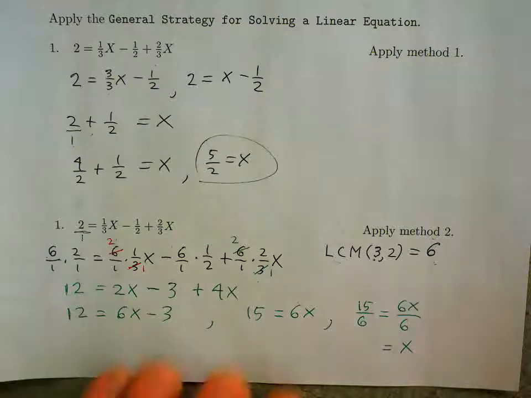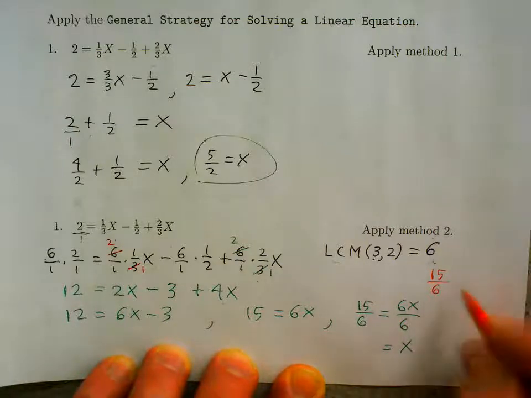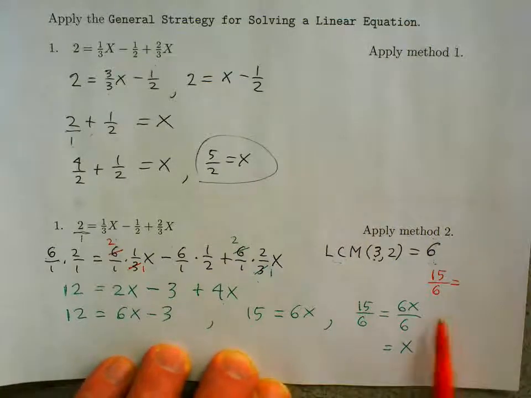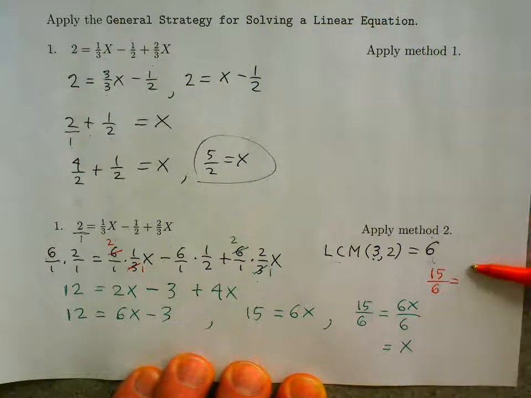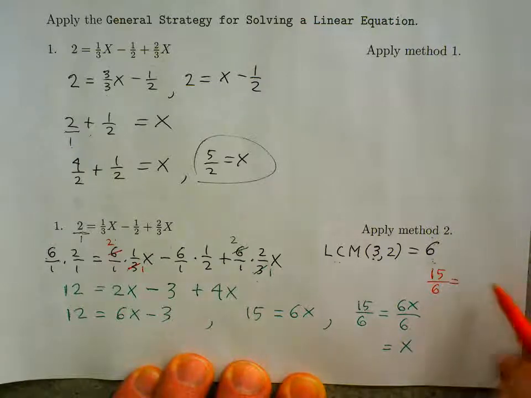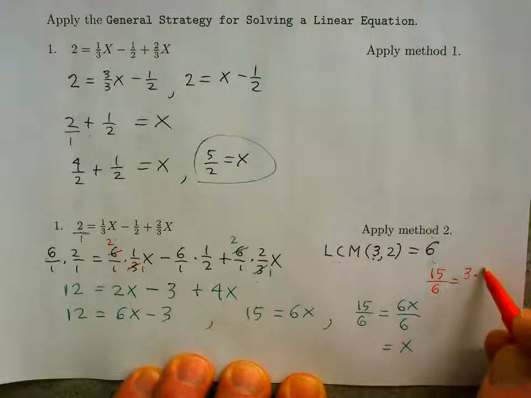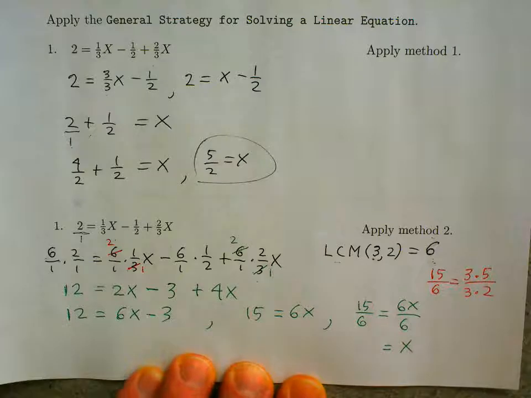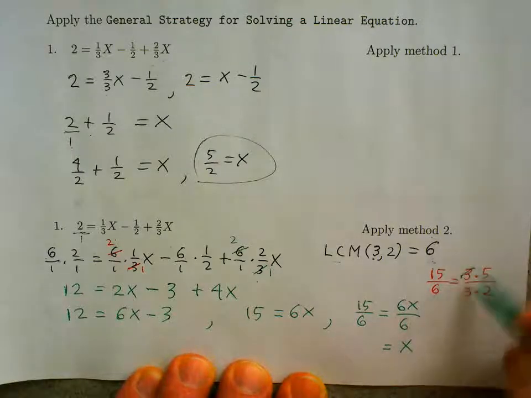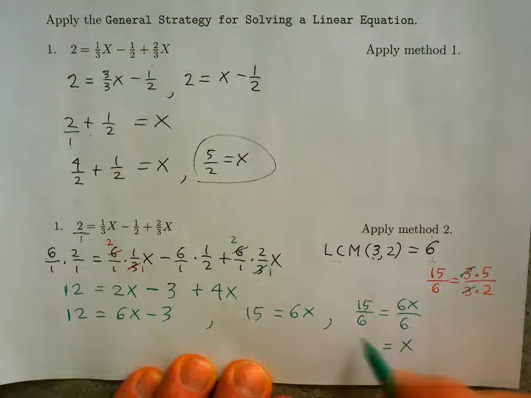So one thing you can do, if you want to work on the side, this is the type of thing that we talked about yesterday. To write 15 over 6 in lowest terms, we can do a partial factorization. 15 is 3 times 5. 6 is 3 times 2. And 3 divided by 3 is 1. And so the fraction in lowest terms is 5/2.